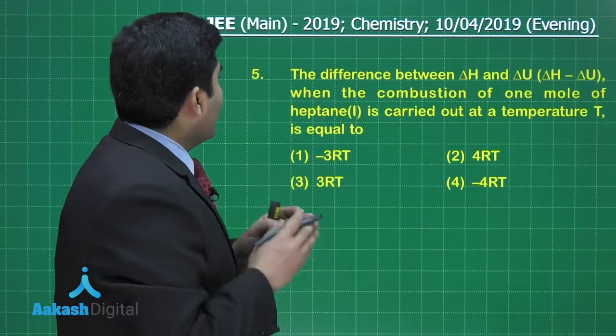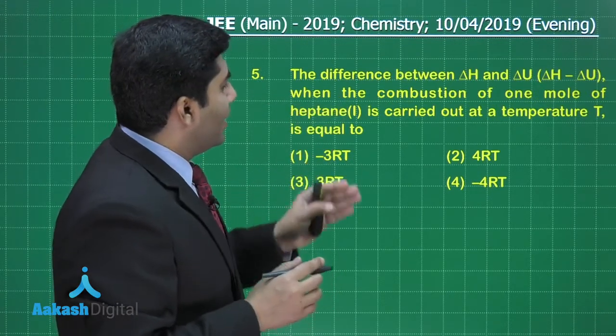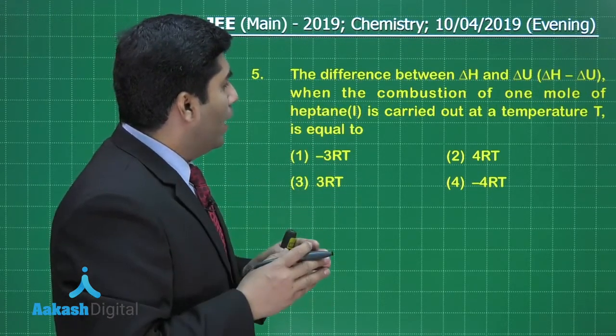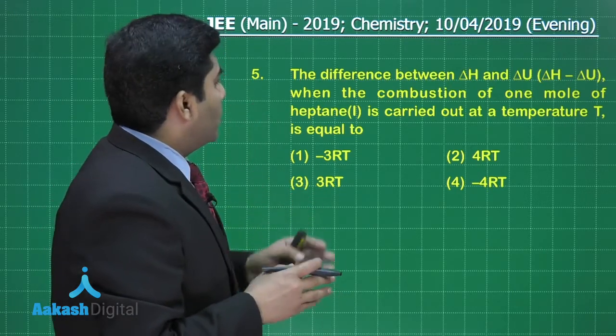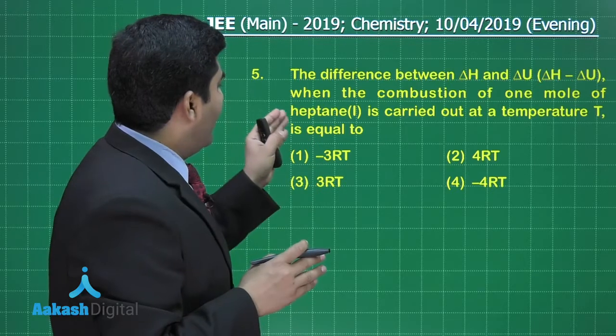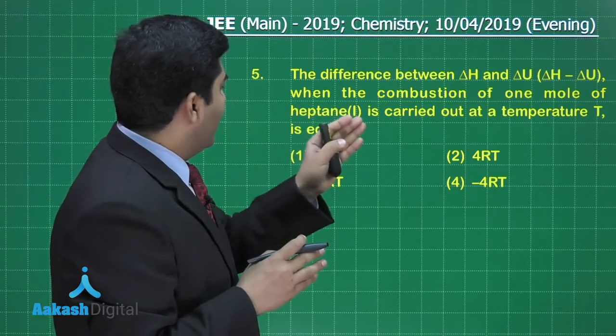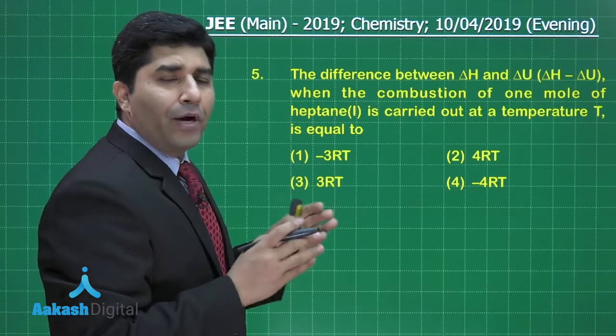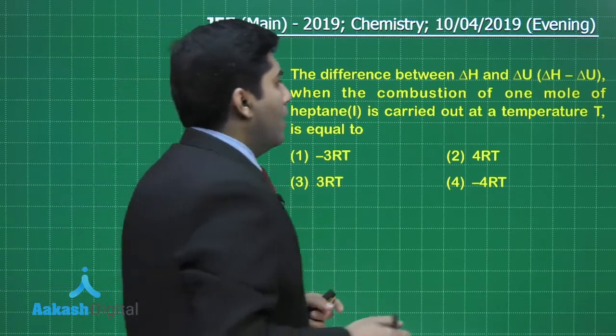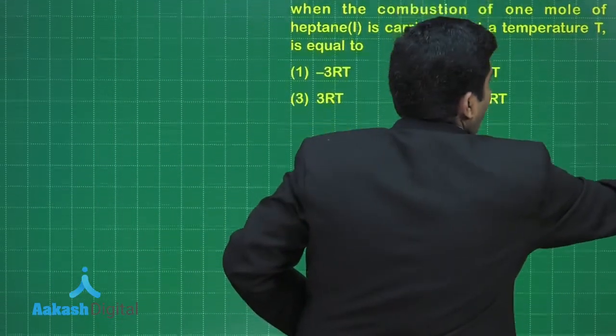Now, this question is asking the difference between delta H and delta U, that is delta H minus delta U, enthalpy change minus internal energy change, when the combustion of 1 mole of heptane is carried out at room temperature T. The difference will be equal to what? The 4 options are given, we have to find out the correct option. So, let's find the solution.